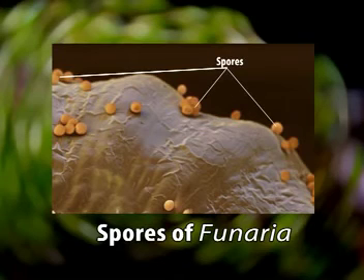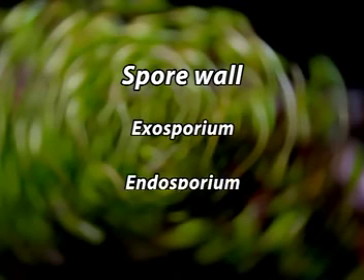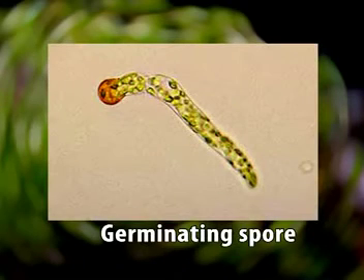The spores of Funaria are 12 to 20 microns in diameter and represent the first cells of gametophytic generation. The spore wall consists of 2 layers, the outer smooth and brown-colored exosporium and the inner colorless endosporium. The spore germinates under favorable conditions. It soon forms a long filamentous protonema.